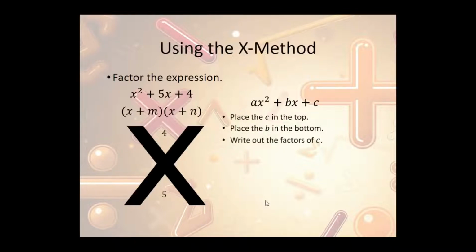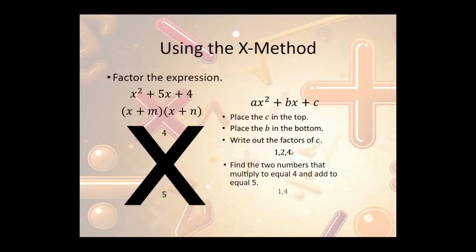Now we're going to write out the factors of C. So what are the factors of 4? Well, we have 1, 2, and 4. So those are my factors. Now I need to figure out which two of those numbers are going to multiply to equal 4 and add to equal 5. Well, I have 1 times 4 is 4, and when I add those two together, I also get 5.